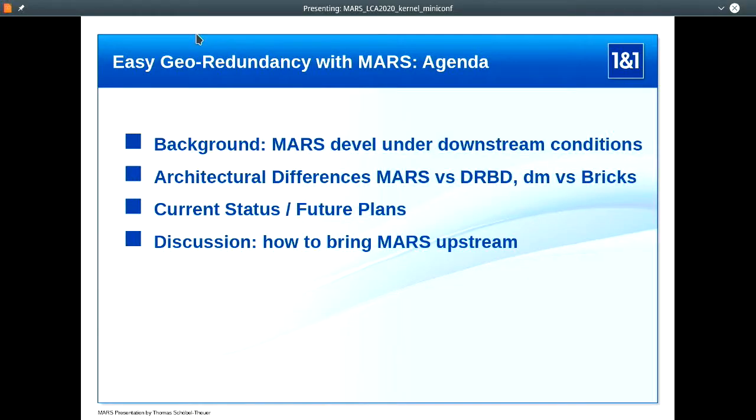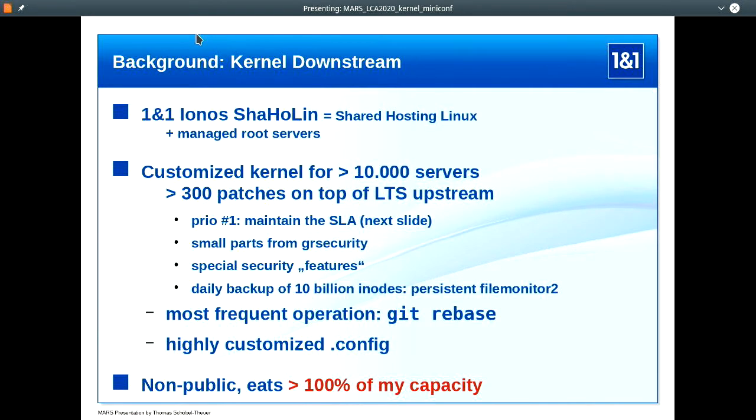What I will talk about is first some background: how Mars has evolved and the reasons why it exists. Then, for a kernel hacker audience, it's important to know the differences to what's already in the kernel, the architectural differences with respect to DRBD, and in particular with respect to the device mapper. There are some differences. And of course, current status and future plans. I think the main point for me is to get some feedback from you in the discussion: what do I need from you in order to bring it upstream? It's a problem to be resolved.